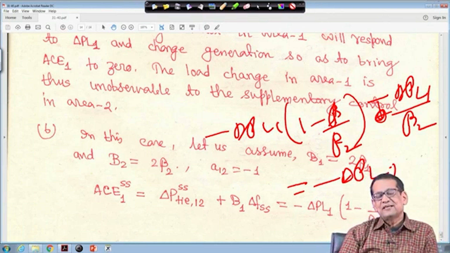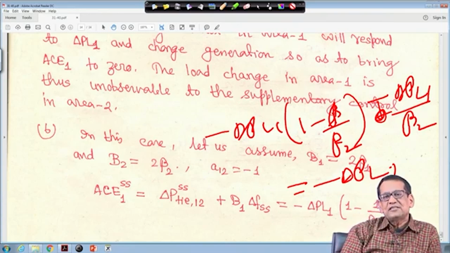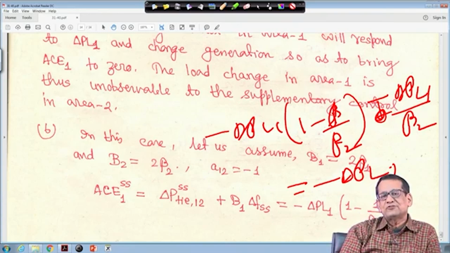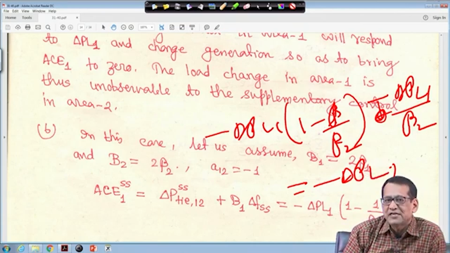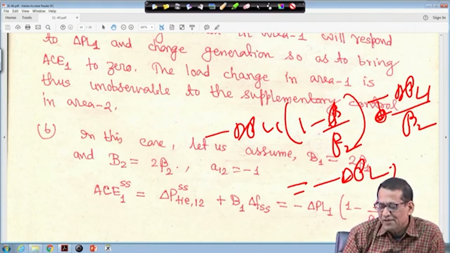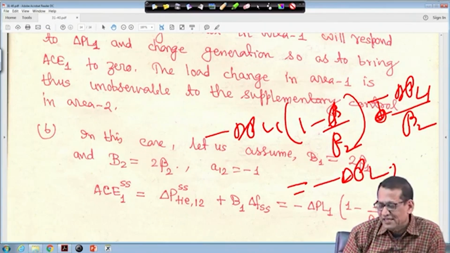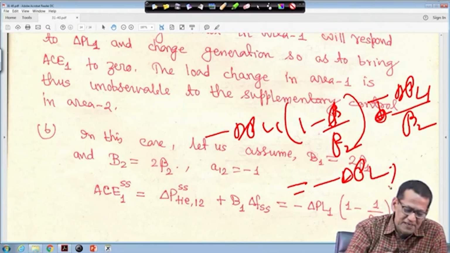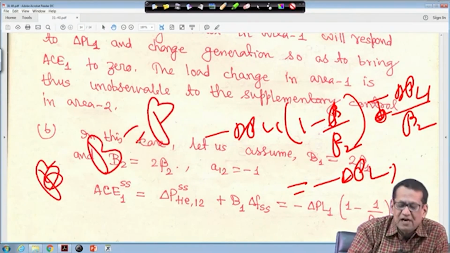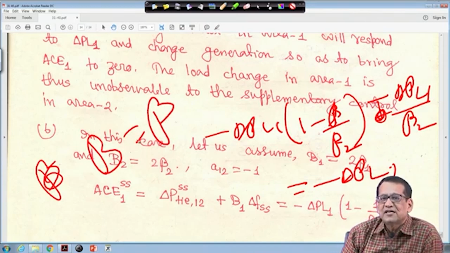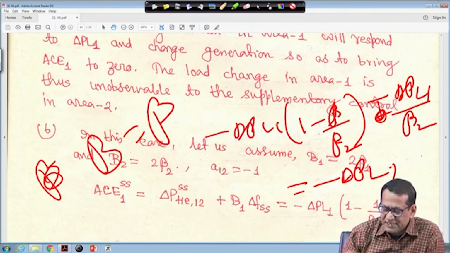The meaning is that even if the load disturbance has occurred in area 1, the area 1 generator is not accommodating all the load, right. For B greater than beta, we have taken 2 beta. In that case, part of the generation has to be shared by the generator of area 2, that is the meaning. That is why the best choice is B equal to beta, that is, the frequency bias should be equal to the area frequency response characteristic, right.